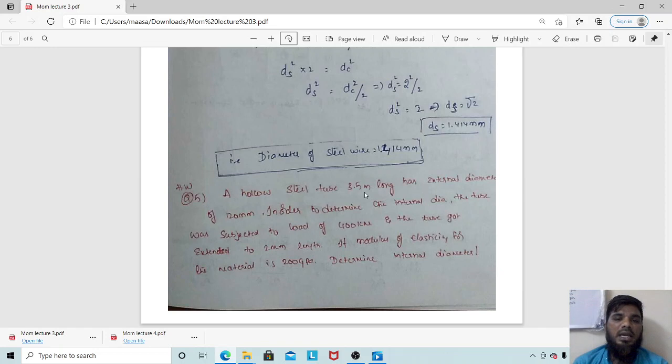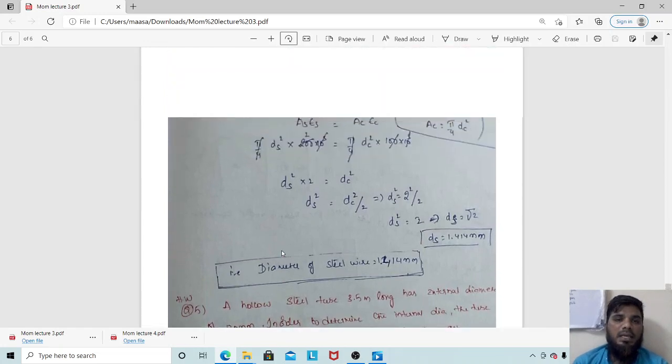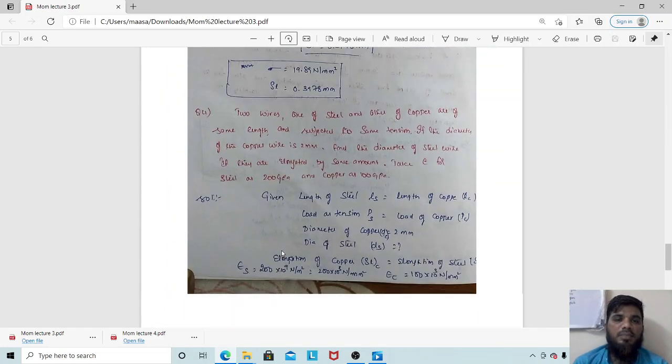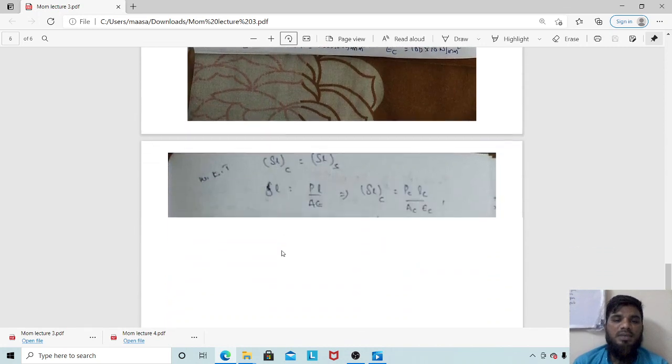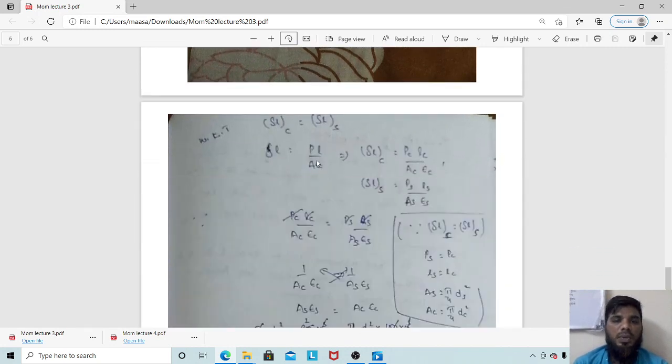See here, area when you are going to find is pi by 4 into D outer diameter minus d inner diameter. Inner diameter you don't know. But you know the value of delta L. You know the formula for delta L. Delta L is equal to PL by AE. Just now I have written the formula here. You can see the formula. Delta L is equal to PL by AE. P is given, length is given, E is given, and delta L also given. A is not known.